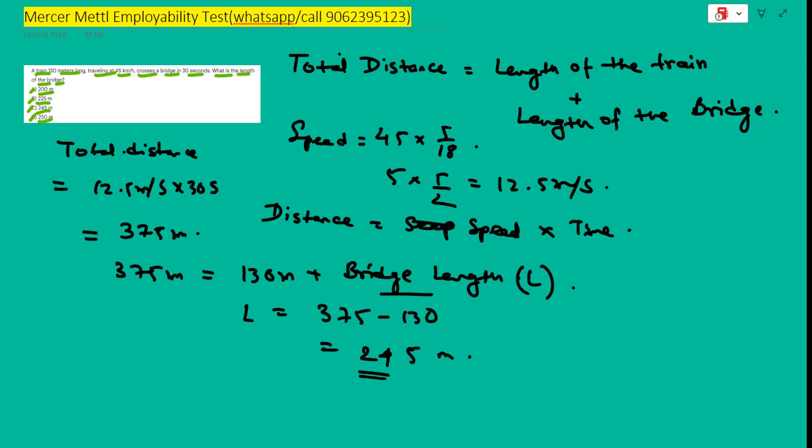Now why did we add them? Imagine the train is a giant sausage and the bridge is a bun. To pass through the bun completely, the entire sausage must clear the exit. So that's why we subtract the train's length from the total distance to find the bridge. Now look at our options. Option A, no. Option B, no. Option C, yes. Option C is the right answer, the winner option for this question.